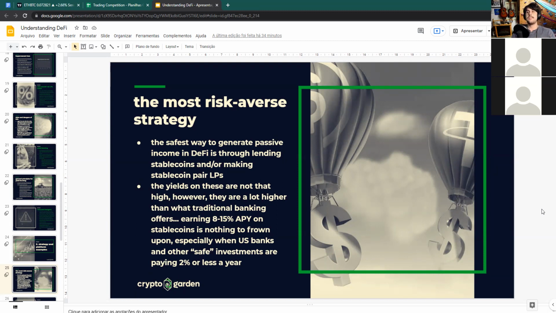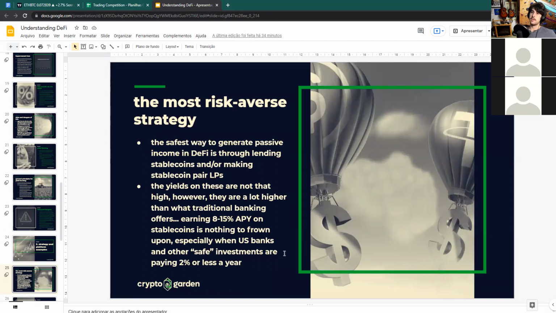So the safest way that you can generate passive income in DeFi is through just lending stable coins and/or making a stable coin paired LP. So BUSD to USDC or USDT to USDC or something like that. The yields on these are not that crazy, right? You won't see, usually at least, something like 100% APY.